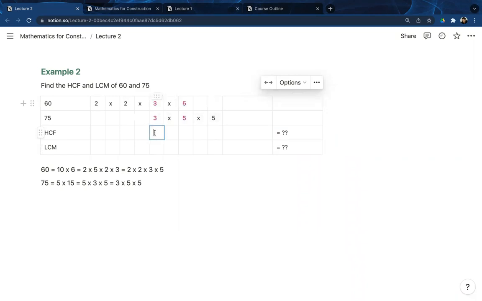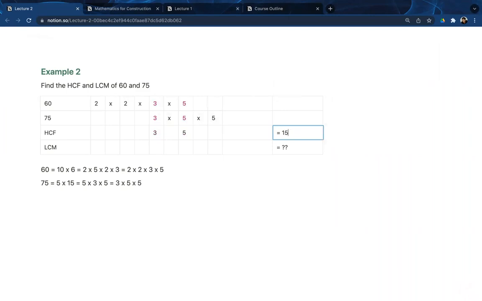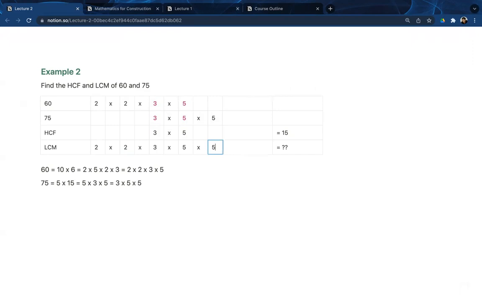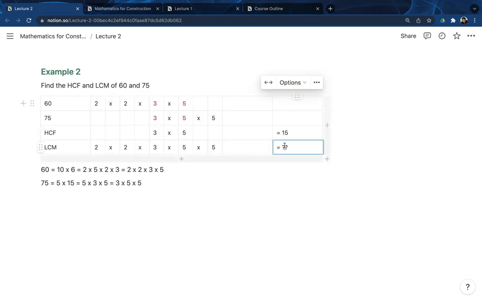So the HCF will have a 3 and it will have a 5 in it. So 3 by 5 is 15. Right? The LCM will have a representative from each column. So we'll have a 2, we'll have a 2 here, we'll have a 3 here, we'll have a 5, and it will have a 5. So 5 5s are 25, 25 by 4, 2 2s are 4, 25 by 4 is 100, 100 by 3 is 300. Okay, so that is the HCF and the LCM there.